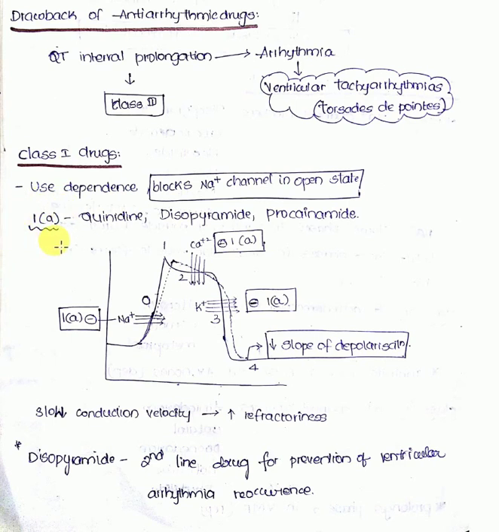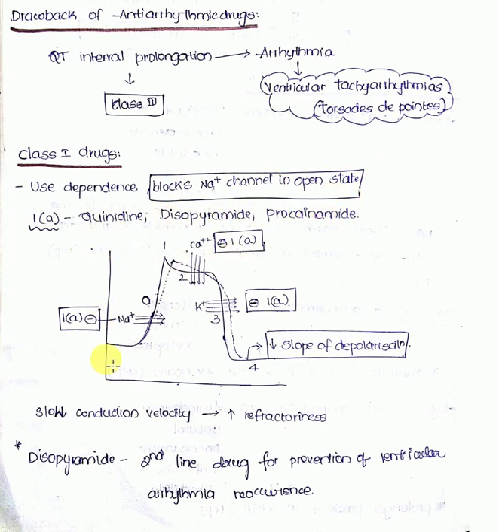The first class is 1A drugs. Examples for 1A drugs are quinidine, disopyramide, and procainamide. These are the three drugs that come under class 1A drugs. And these three drugs show their action by blocking sodium channels in open state. The sodium channel may be in either open state or closed state, that is active or inactive. And these 1A drugs act in the open state.